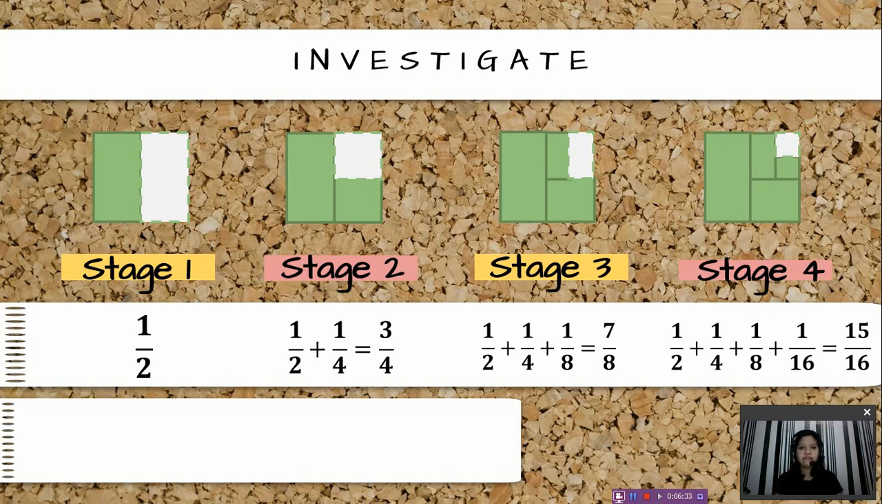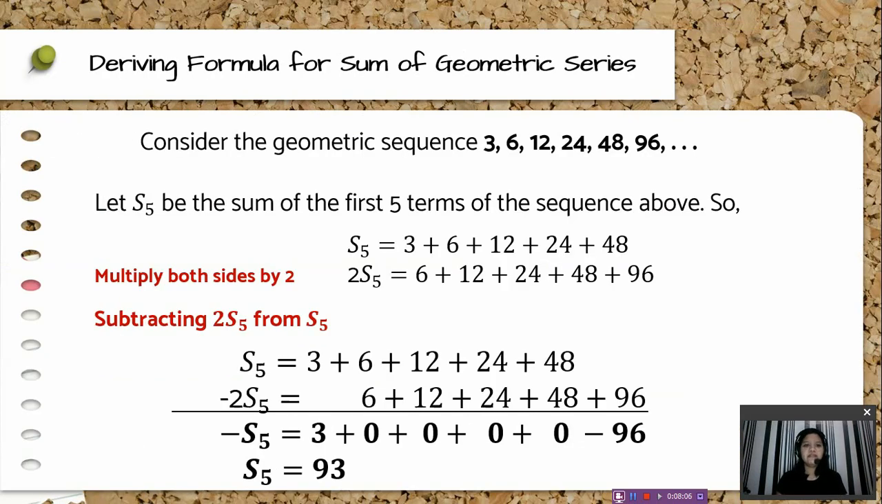What can we observe from this experiment? If the process of cutting down the remaining piece of paper and laying down one of the pieces is continued, we can obtain a geometric series. The geometric series is 1/2 plus 1/4 plus 1/8 plus 1/16 and so on until 1/2 to the nth power. To further understand this topic, let us derive the formula for the sum of a geometric series.